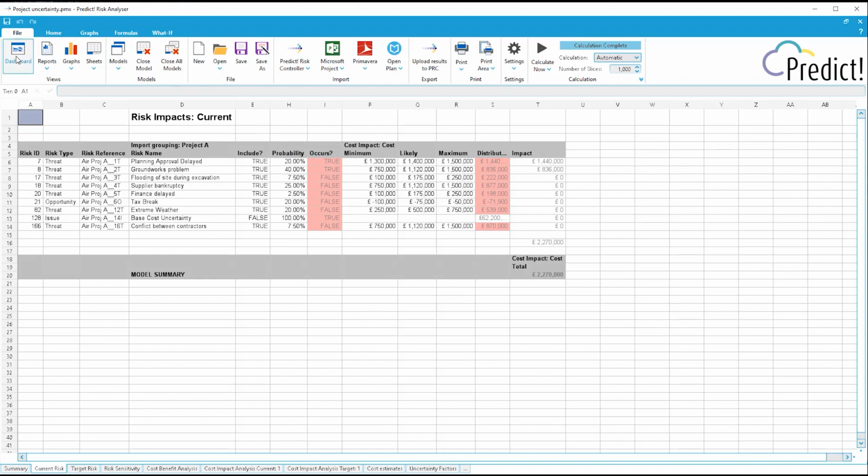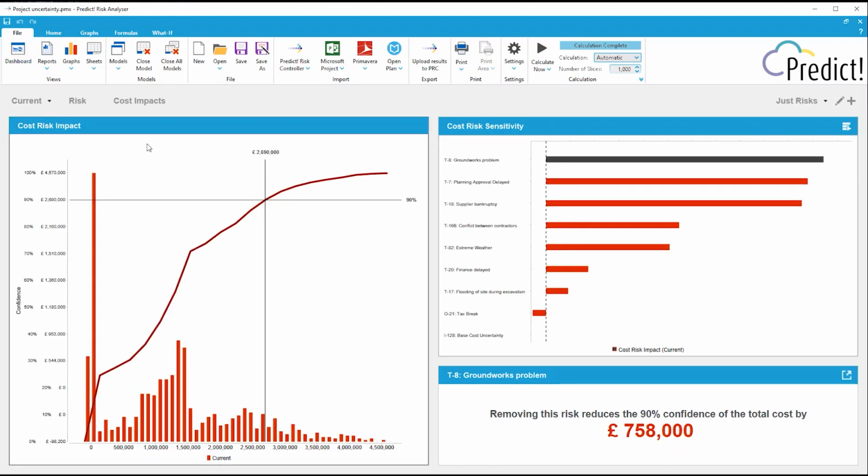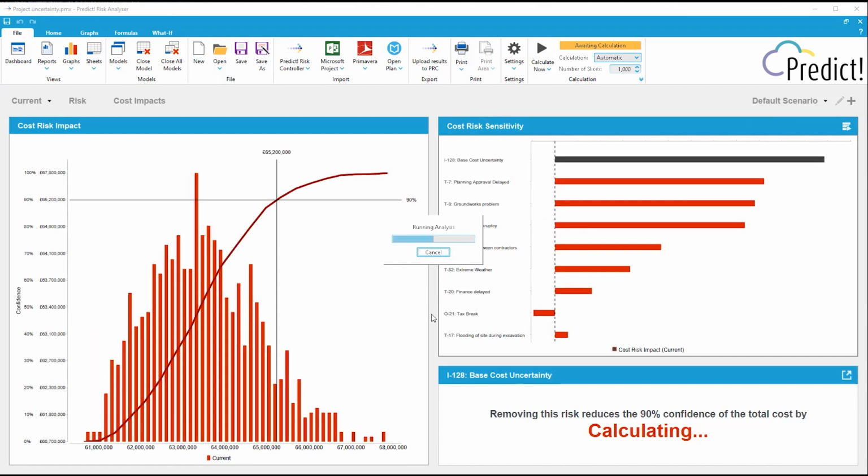Now, if we go back to our dashboard, and this was the individual risks, remember, but we can also combine everything together. So I'm now looking at both the uncertainty using the factors that we had against the cost estimates and the risks as well. And we can see now that our 90% confident is actually up at 65.2 million. Now, if we compare that to the original deterministic estimate of 61.4, we've obviously got some work to do.